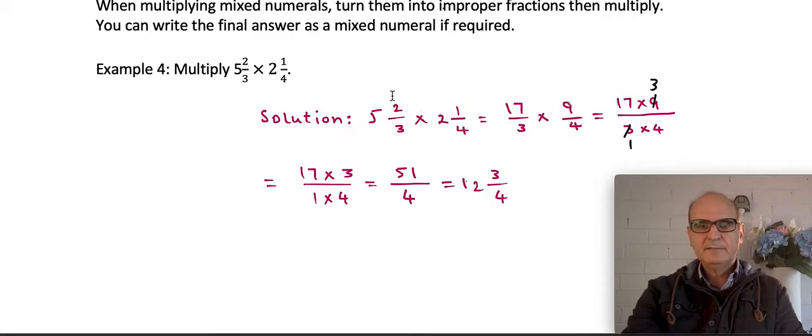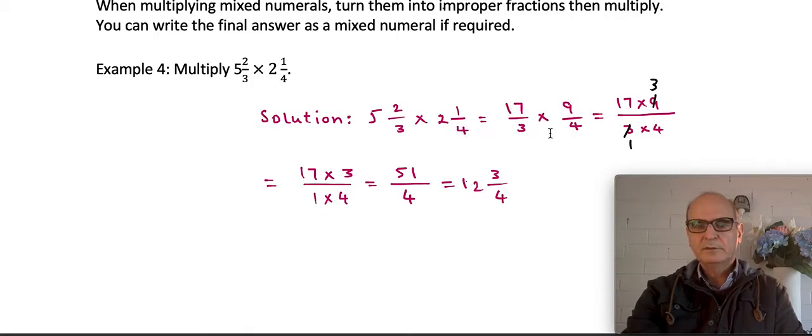How do we do that? We already covered this. You multiply 5 by 3 to become 15, and you add 2. That becomes your numerator, which is 17. 5 times 3 is 15 plus 2 is 17. The denominator doesn't change. It was 3, it still stays 3. 2 1/4, I'm changing it into an improper fraction. 2 times 4 is 8, plus 1 is 9. So that becomes my new numerator over the same denominator which I had.